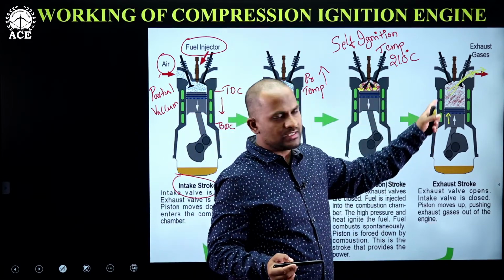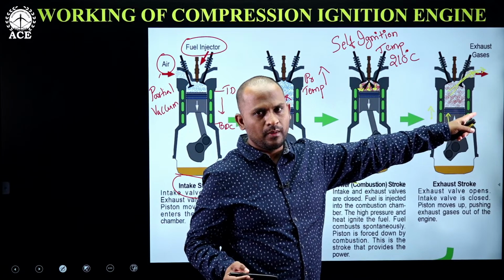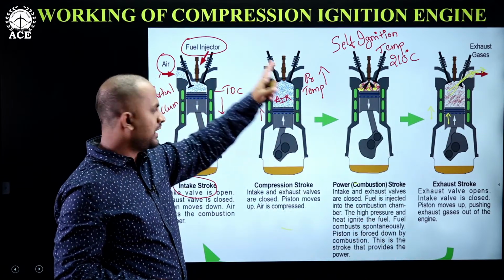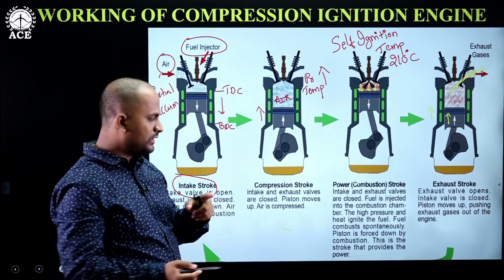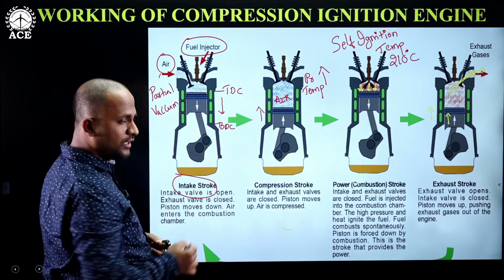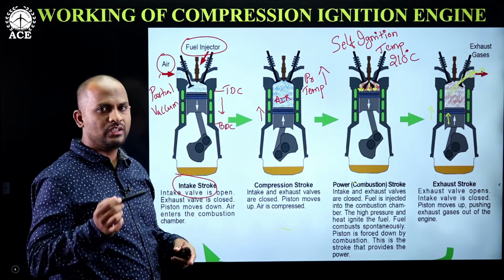Now when the piston reaches the TDC point, again the exhaust valve closes, and again the inlet valve is open. Now this is the process that happens in the working of compression ignition engines.